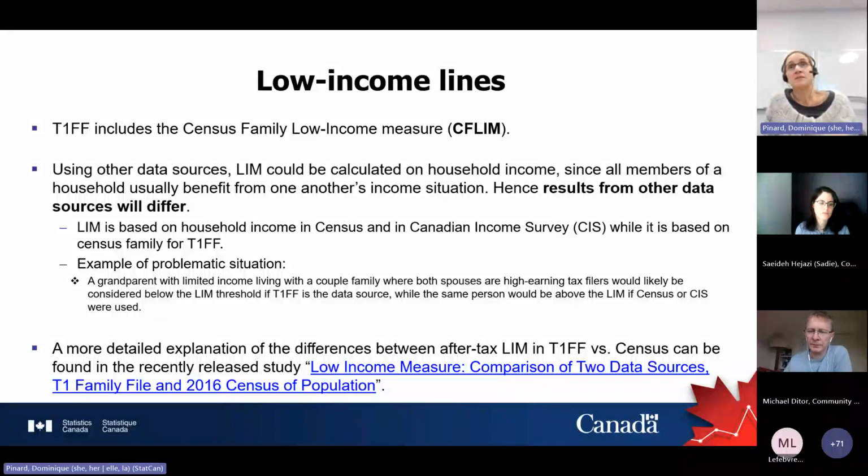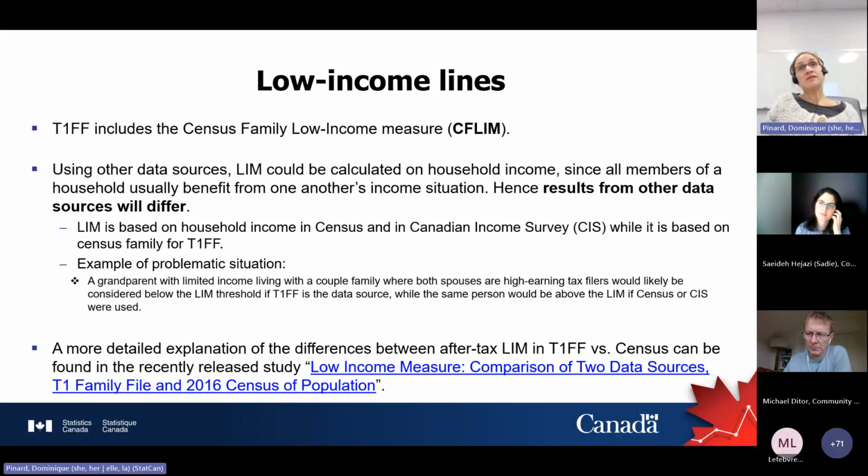I did mention at the beginning that household is not available on the T1 family file, and that we did some tests in 2006. Eventually, we're hoping to use new files to integrate a good household formation into the file, but we're not there yet.